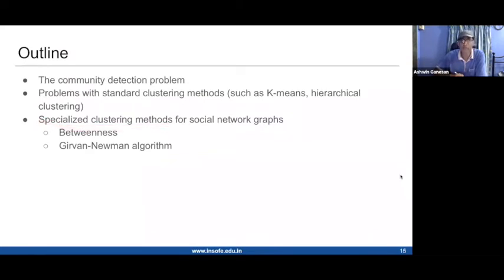To that end, we will discuss something called the betweenness of an edge in a graph. And we'll look at an algorithm called the Girvan-Newman algorithm for detecting communities in a social network graph.